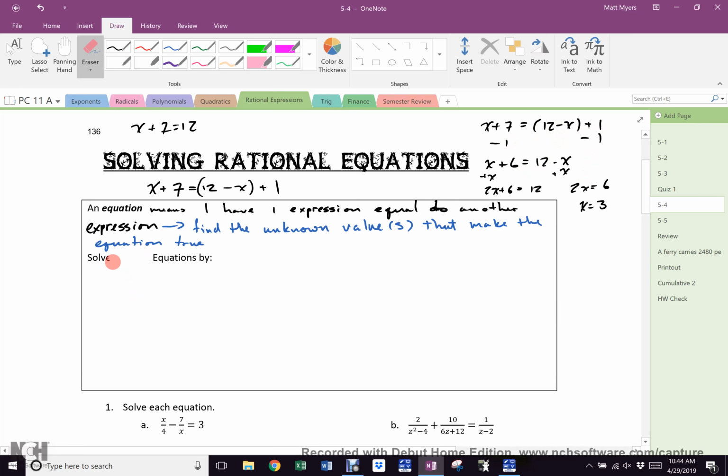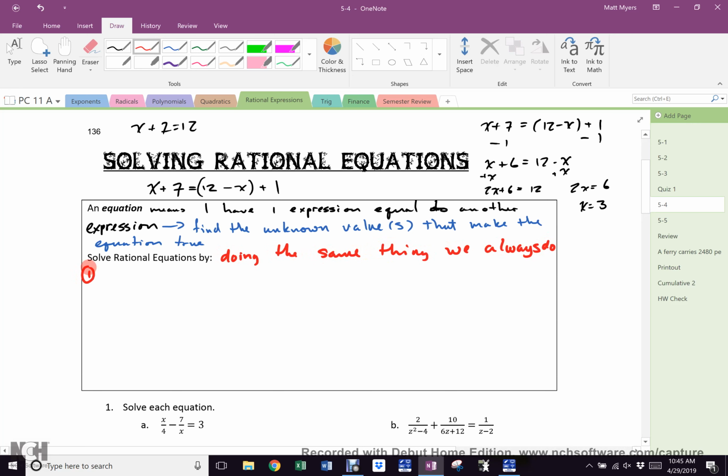Okay. Well, if there's rational equations, do you think we still want to isolate the variable? Do you think we still need to eliminate everything else? How do we eliminate stuff in rational problems, which is what we spent the last 5 days doing? Factor and cancel. So, solve rational equations by doing the same thing we always do.